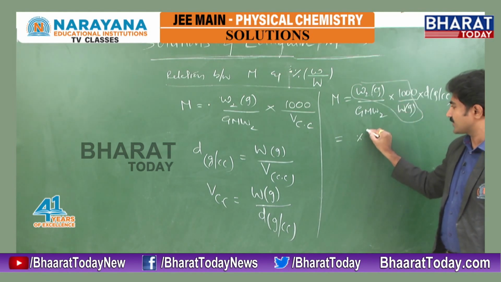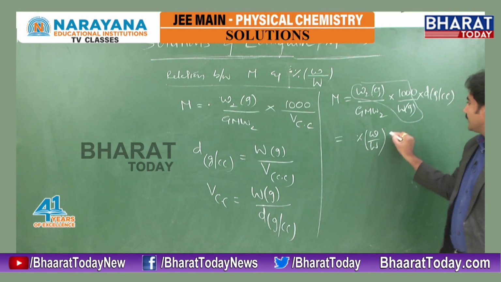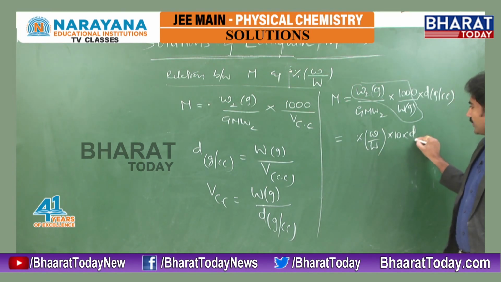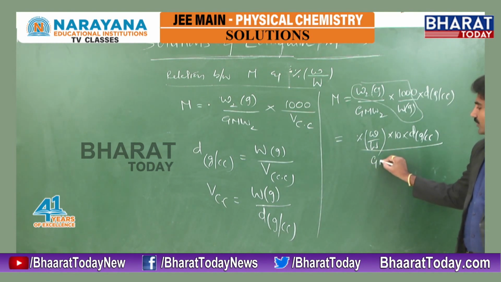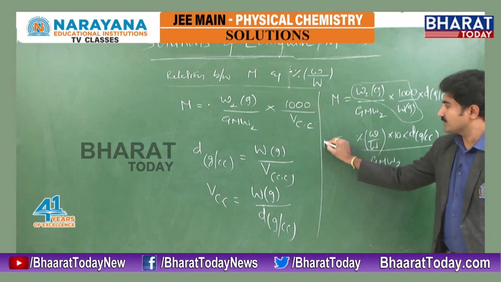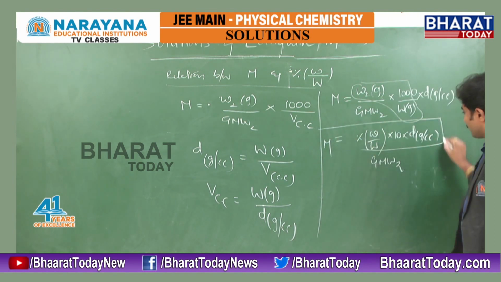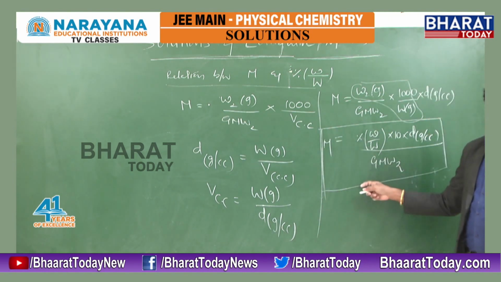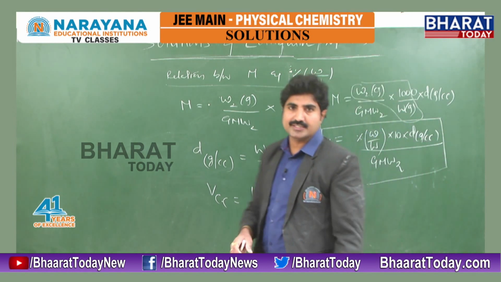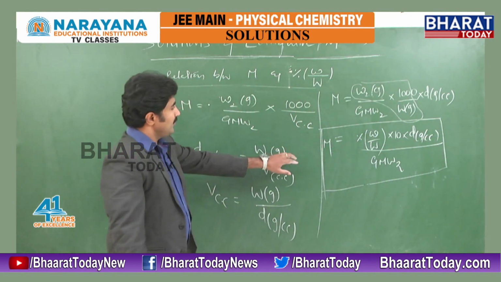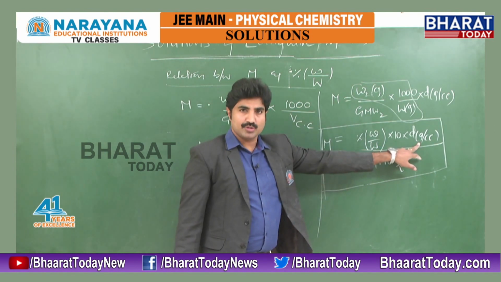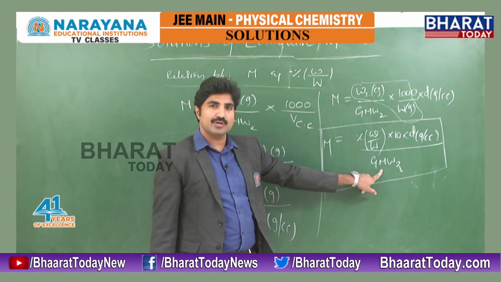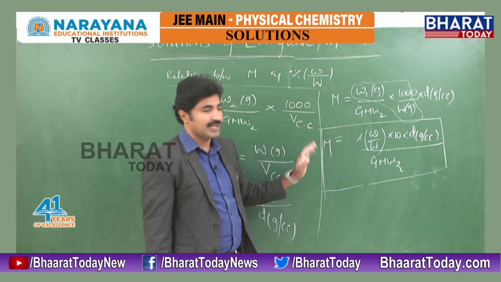This is percentage weight by weight into 10 into density of the solution in gram per cc by gram molecular weight of the solute. This is a relation between molarity and percentage weight by weight. So here, 10 times percentage weight by weight into density of the solution in gram per cc by gram molecular weight of the solute is molarity.